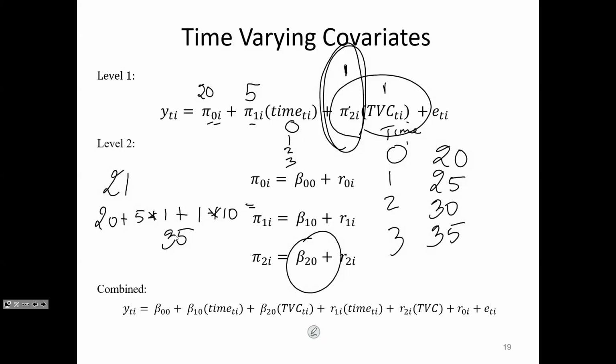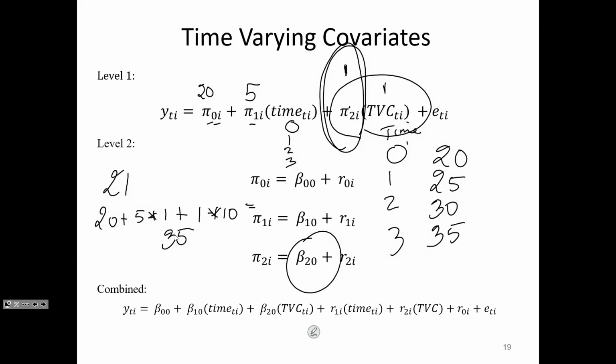And now the time slope is really after controlling for the time varying covariate. More specifically, it's holding the time varying covariate constant at 0. So now let's talk about how we might want to center that time varying covariate. What do you think? What could we do?